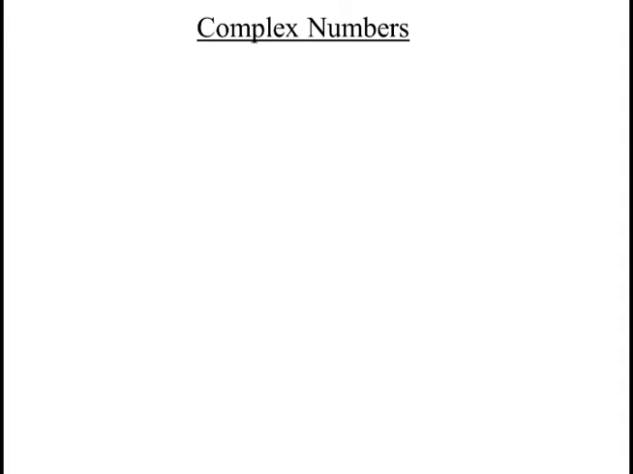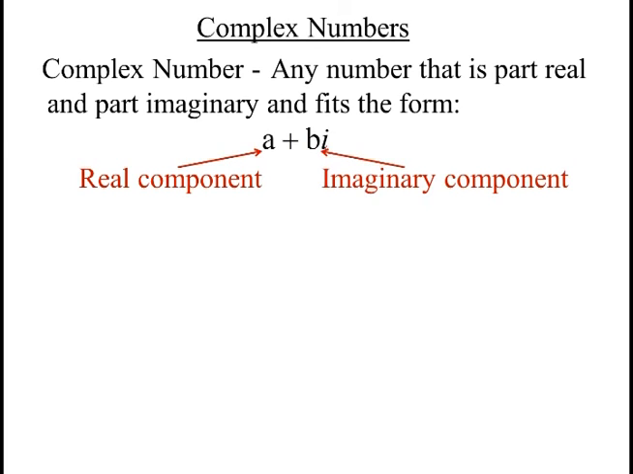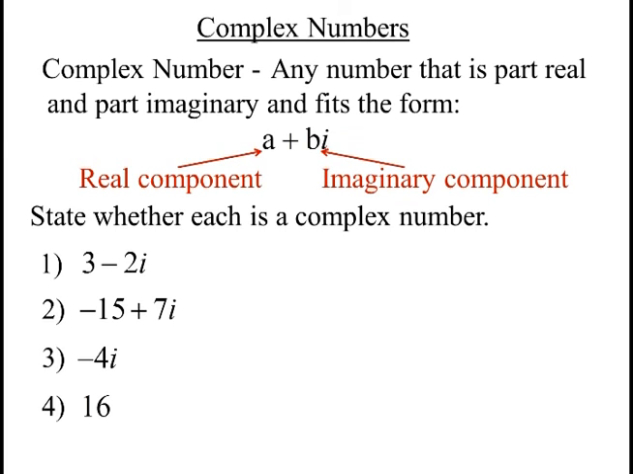And finally, just a little bit about complex numbers. A complex number is a number that is part real and part imaginary, and it fits the form a plus bi. a will be your real component, and bi will be your imaginary component. All you're doing here is stating whether you think it's a complex number or not. 3 minus 2i, obviously, it's got the real component 3, the imaginary component negative 2i, it's complex.